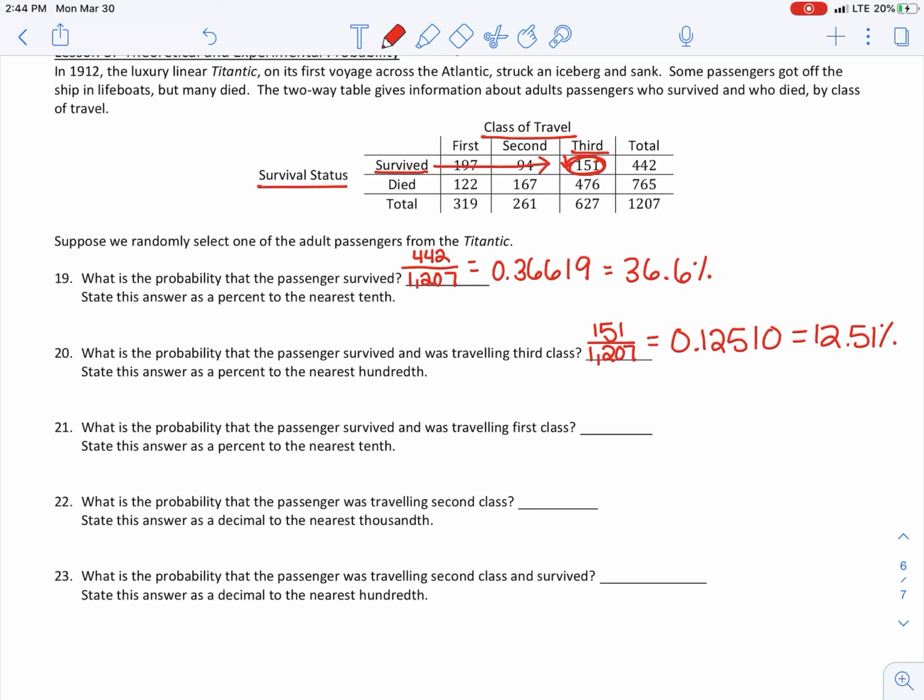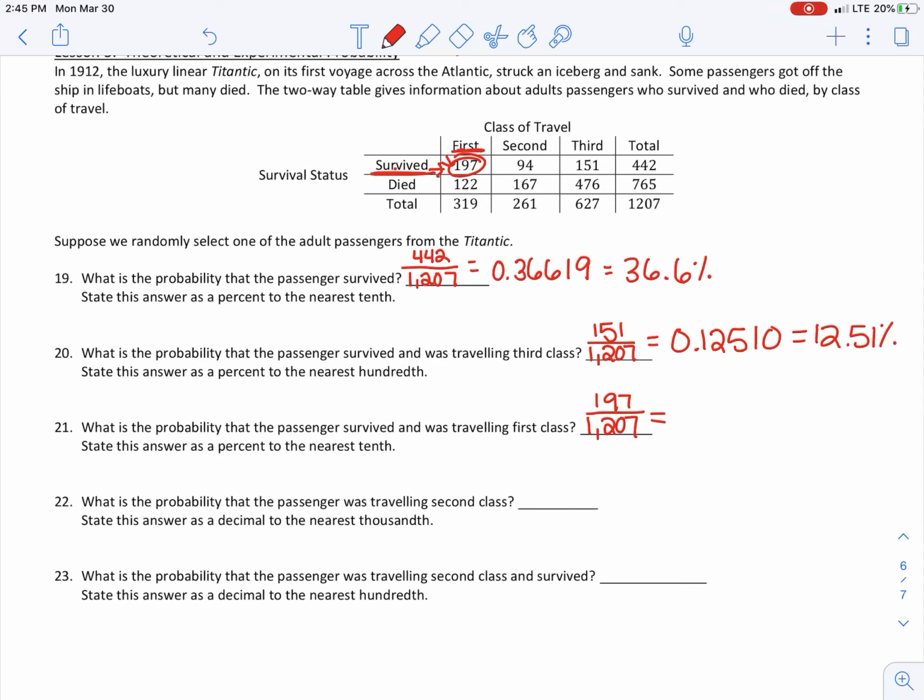For 21, it says, what is the probability that the passenger survived and was traveling first class? So again, we're looking at your survived people. We're looking at first class, and we're going to follow over and down until we meet at 197 out of 1,207. This is asking us for a percent to the nearest tenth.